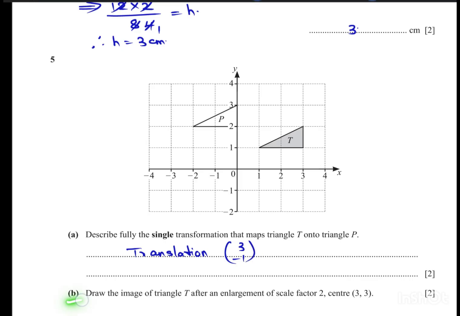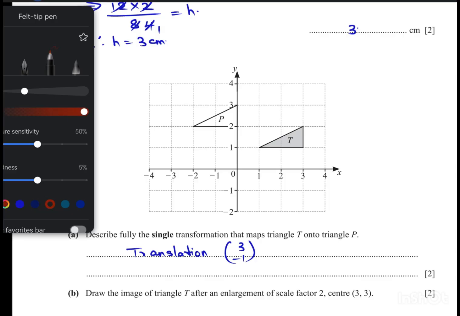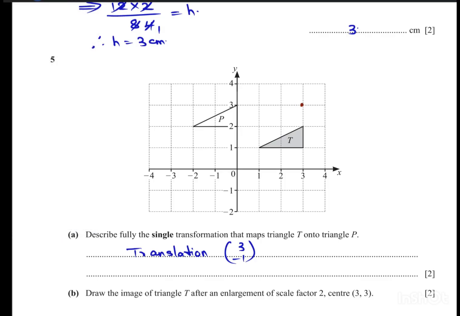Question B. Draw the image of triangle T after an enlargement of scale factor 2 with center (3, 3). Now you have to enlarge this shape T with scale factor 2, and the center is taken as (3, 3). So let us mark the center first. This is the center. Now the scale factor is 2, so it is positive 2.